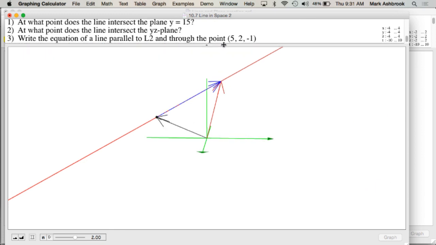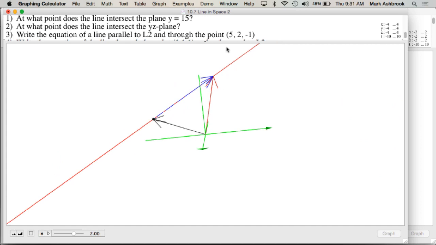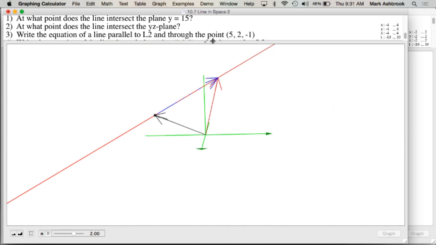Okay, so here's some questions. Let's just maybe take the first three. So can you find the point where the line intersects the plane y equals 15? Can you do that? So you think about how those equations work. How do we generate points? Individual values of t each generate a different point on that line. So now you want the point that is on that line that has a y value of 15. Can you get the ordered triple? Okay. At what point does the line intersect the yz plane? Okay. And then write an equation of a line parallel to L2 through the point 5, 2, negative 1.